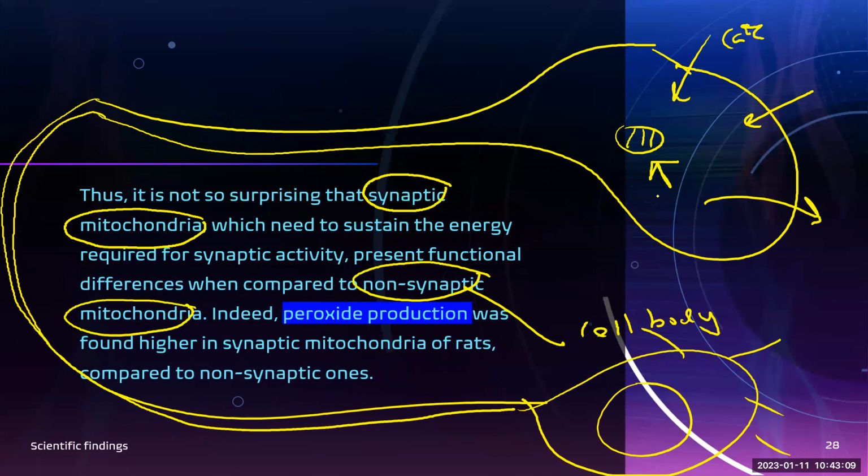It is not so surprising that synaptic mitochondria, which need to sustain the energy required for synaptic activity, present functional differences when compared to non-synaptic mitochondria. Indeed, peroxide production was found higher in synaptic mitochondria of rats compared to non-synaptic cells.